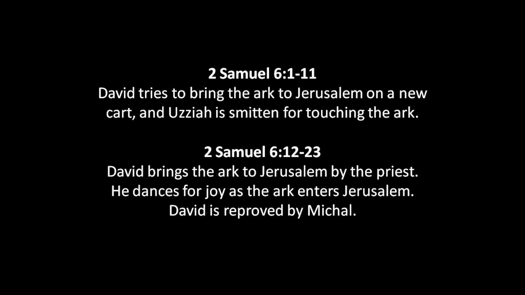Let's go to chapter 6. 2 main things in chapter 6. First, the first 11 verses, David tries to bring the ark to Jerusalem. He wants to do it on a new cart. He didn't ask the Lord about this. If he had inquired of the Lord, He would have told him how to transport the ark. It's written in the law of Moses. Getting a new cart sounds like good intentions, doesn't it? We'll get a new cart just for this ark.